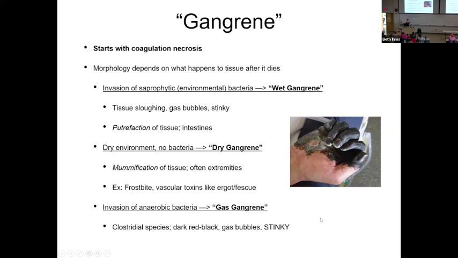And then finally, gas gangrene. This is usually associated with invasion of Clostridial bacteria, and they are very gassy and super stinky. So gas gangrene is usually black, bubbly, and smells hella bad, like rancid butter. Nothing smells like anaerobes, you guys, so gross.